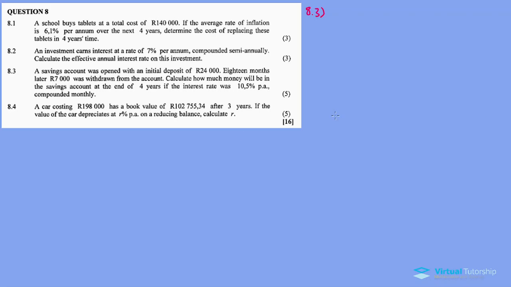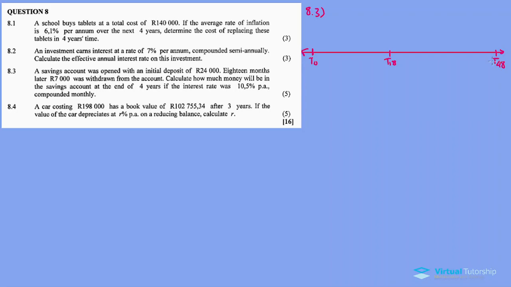Bheka ke manje. Angisho this savings account is compounded on a monthly basis, right? There's no interest change, there's only one interest, and it's compounded monthly. So this is the timeline from T0 to T18. T18, it's 18 months later where 7,000 rands withdraw khona.